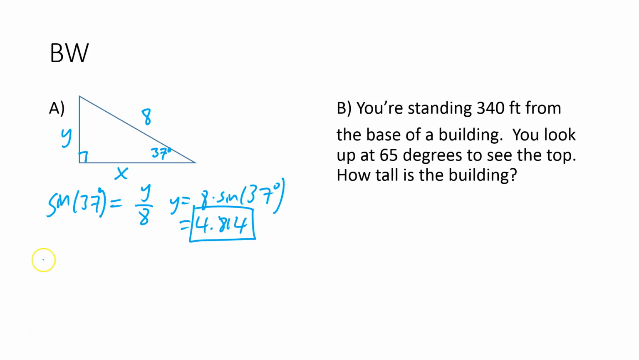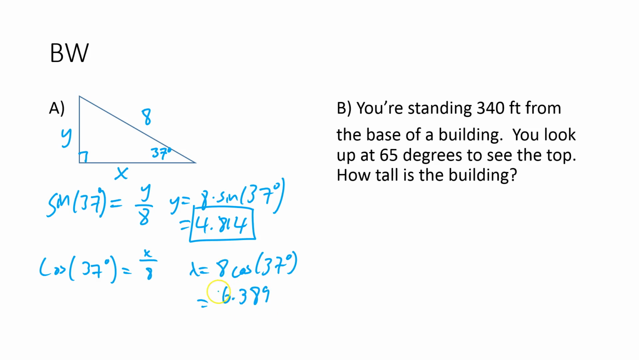And for my x value, I'm going to use cosine. Cosine of 37 degrees would be adjacent over hypotenuse. That's x over 8. So x is going to be 8 cosine of 37. I type that in my calculator, and 8 cosine of 37 is 6.389. It makes sense that this one is a little bit longer, because with the 37-degree angle there, our x is going to be longer.